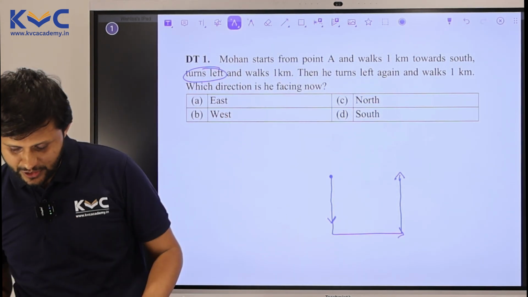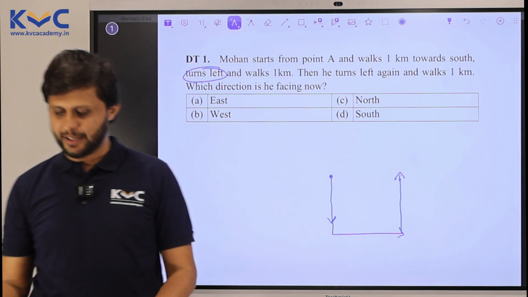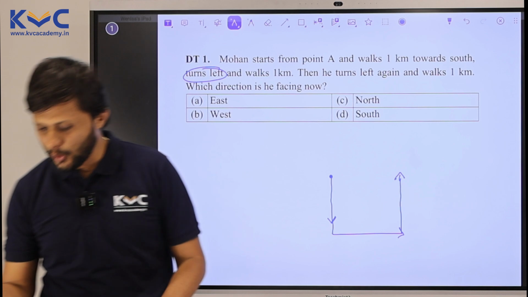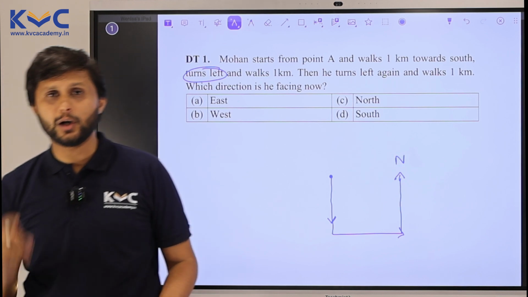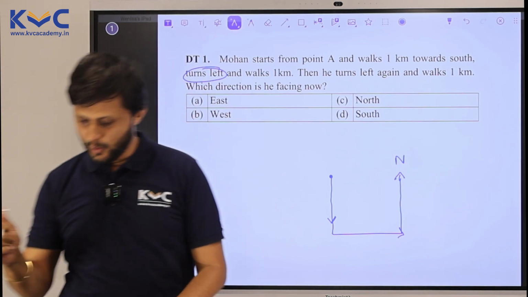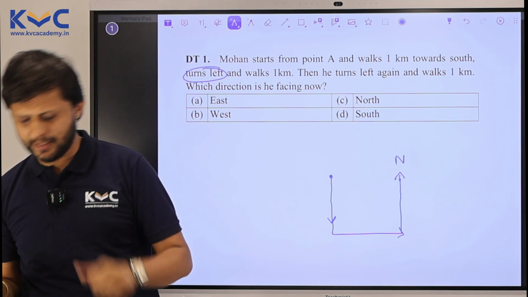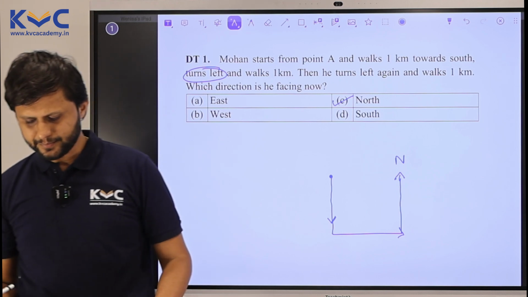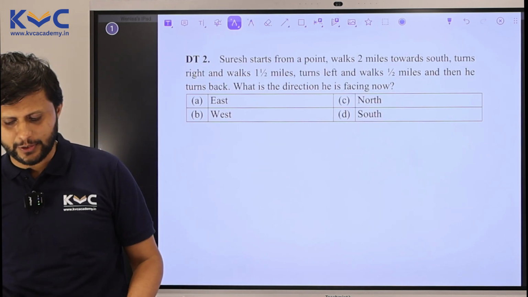Now, what is the question? Which direction is he facing now? So which direction is he facing now? He is facing the north side. This is the north side that he is facing. I hope it is clear. The options are simple: north, west, east, south. Option C is the right answer. We'll take the next question, question number 2.